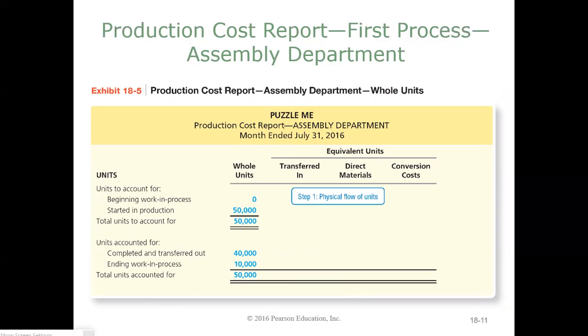Okay. So step one, the physical flow of units. They had 0 in process. They started working on 50,000 of them. Of those 50,000, this is the assembly department, by the way, we completed and transferred out 40,000 of them and had 10,000 still in process at the end of the period.